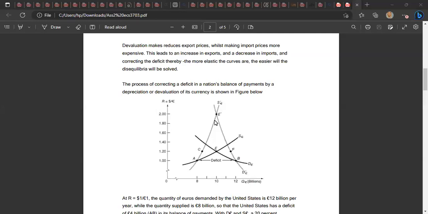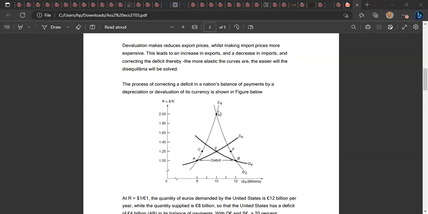Right, so I was talking about the elasticities here, which is basically the gradient of this line. Here we are referring to a situation where we ask by how much you must depreciate your currency in order to correct this deficit. If they are relatively elastic, like this one here, you only need to move from 1 to 1.2. So this is just about 20%.